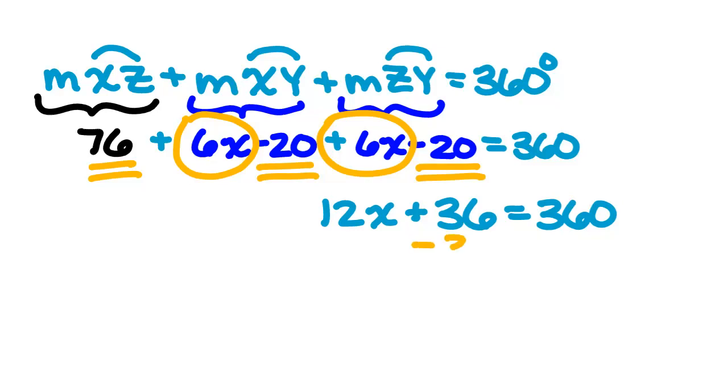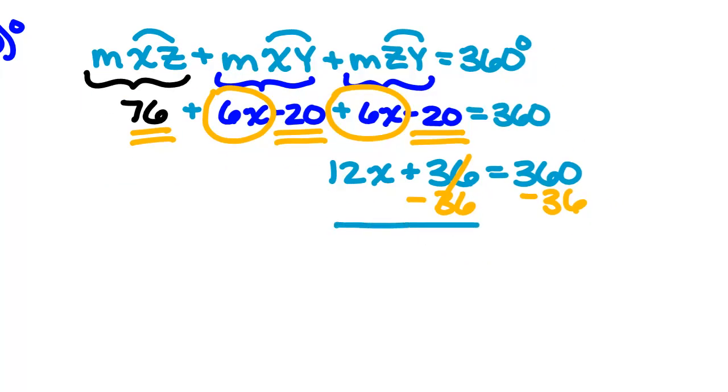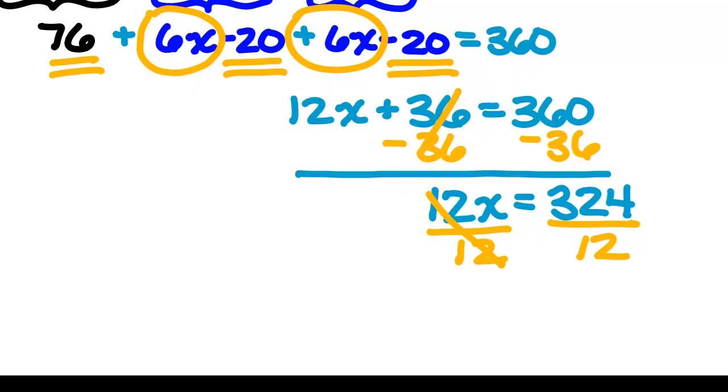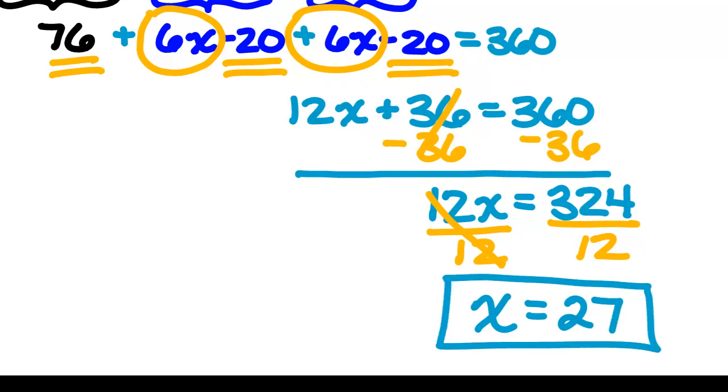I'm going to subtract 36 from both sides. What is 360 minus 36? 324. We're going to divide both sides by 12 now. What is 324 divided by 12? 27. So x is 27.